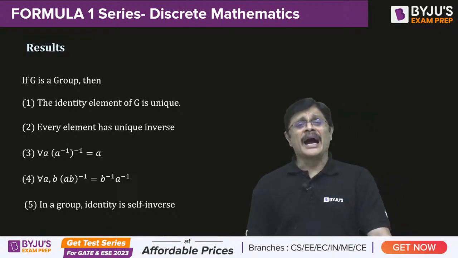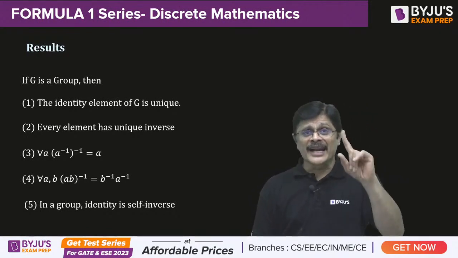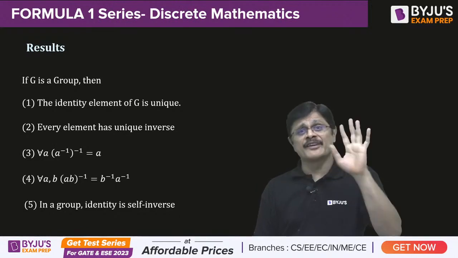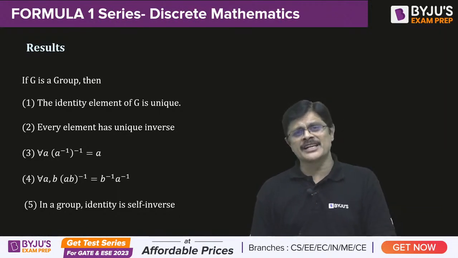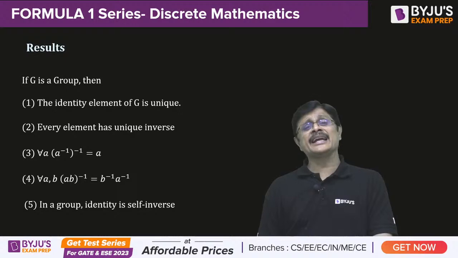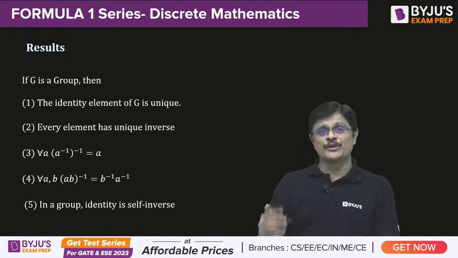Now, in a group, only one identity will be there. For an element, only one inverse will be there. And the inverse of the inverse, that is (A inverse) whole inverse, will be A. And (AB) whole inverse is in reverse order: B inverse into A inverse.